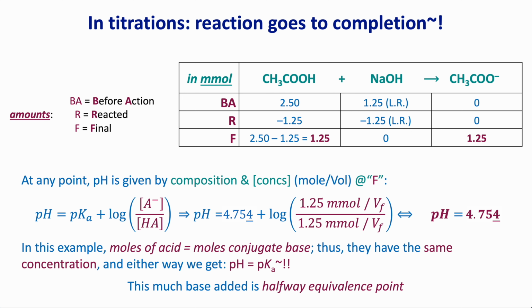This is how I use a BARF table. Remember, I just want to use that in order to find the amounts that are left after the reaction. With those amounts and the volume of the titrant plus the sample, I can recalculate the concentration, and because in this particular case I have an acid and its conjugate base, that is a buffer system. Hopefully this helps clarify what a BARF table is and when we use it instead of a rice table.